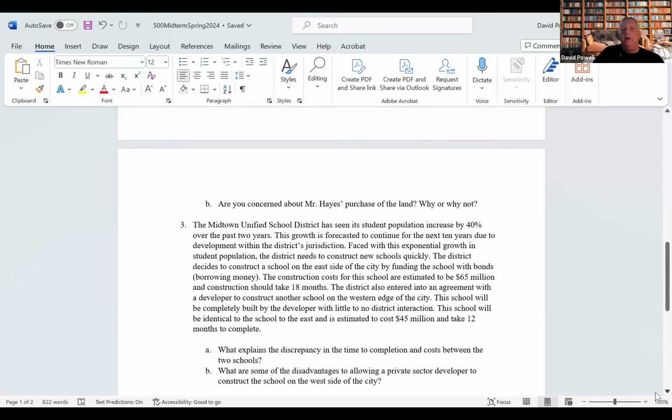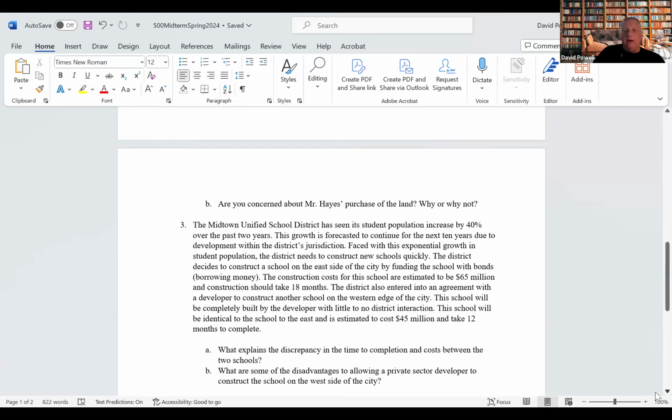Question 3A, what explains the discrepancy in the time to completion and the cost between those two schools? The cost and the period of time to completion for the school being constructed by the school district, and then the one that's being constructed by this private contractor, by this private developer.